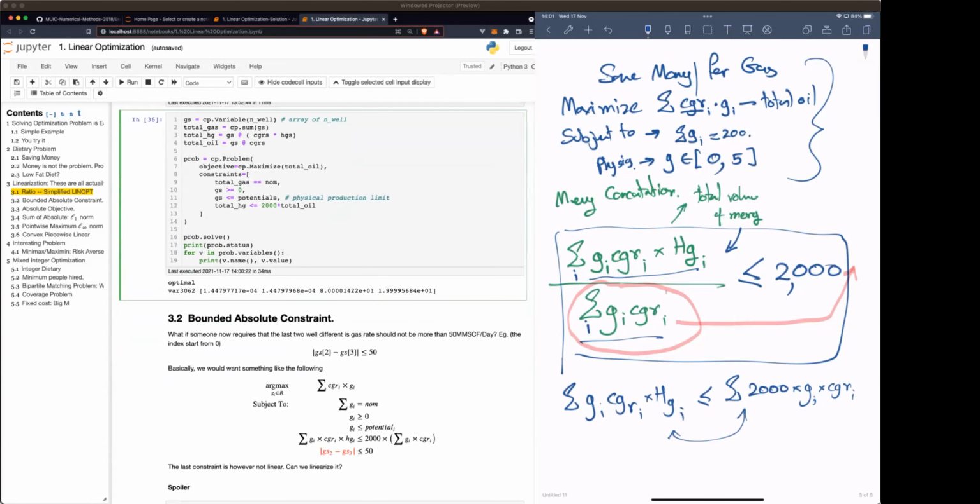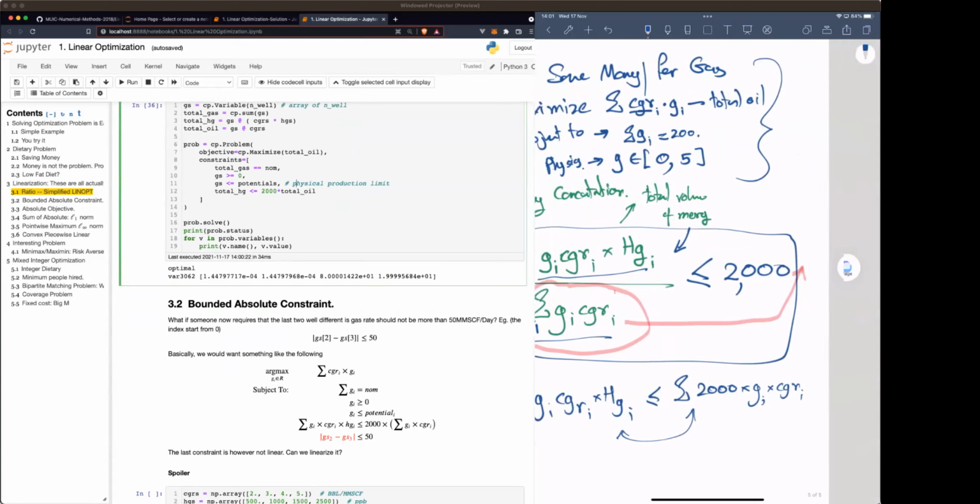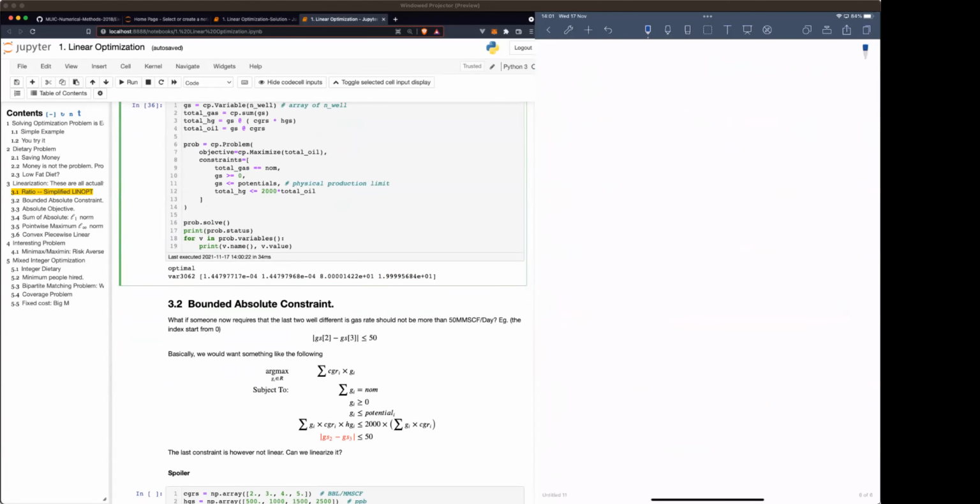So let's look at another one. This one is actually very important. So you have all your variables, right? Let's say, what if I want gas number 2 and gas number 3 such that the difference is less than 50. We want the difference between gas number 2 and gas number 3 to be less than 50.